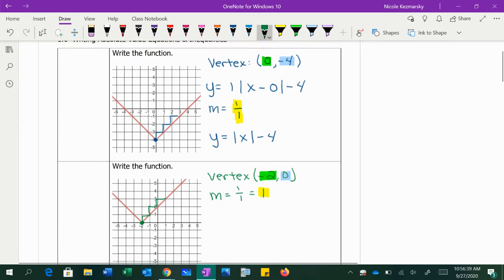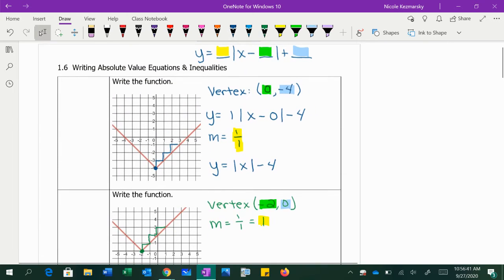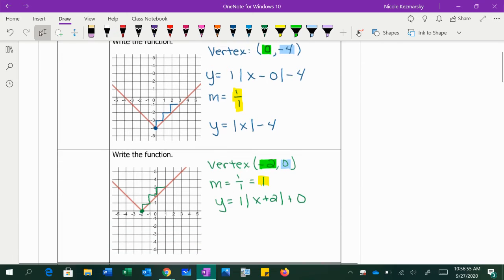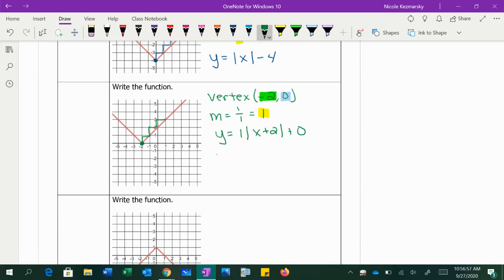And so I'm going to use that model again. Let me scroll up a little bit so we can see it. And I'm going to say y equals 1 absolute value of x minus -2, which is going to make it a positive, plus 0. I can clean that up because I don't need the 1. 1 times anything is just the anything part. So I get x plus 2, and then I don't need the plus 0.